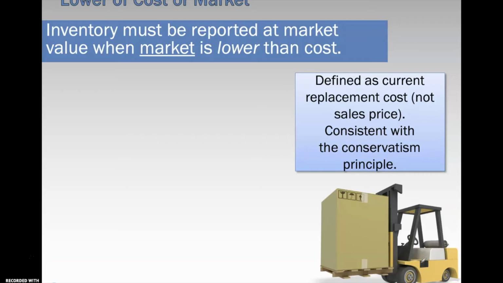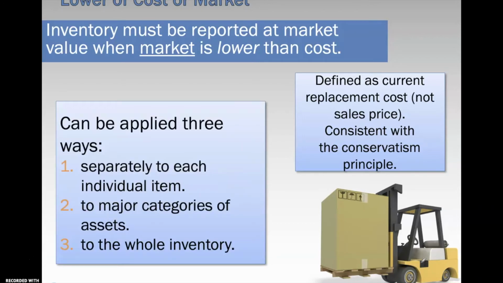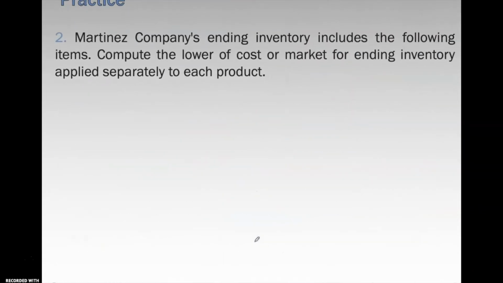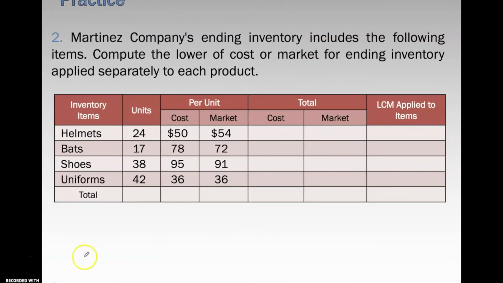This is the current replacement cost. We're not really going by sales price, but it's the replacement cost of these items. But for purposes of making this easier, I just kind of talk about the sales price with it. Okay. It can be applied separately to each individual item, to major categories of assets, or to the whole inventory as a whole. We're kind of going to do this based on separate classes of assets. All right, and like I said, this is really easy to do, so I'm going to jump into a practice problem.